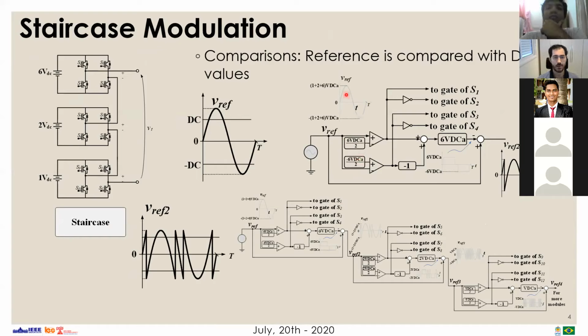Yes, it depends on your reference. Here, I'm using a reference which is the total, in order to have modulation equal to one.